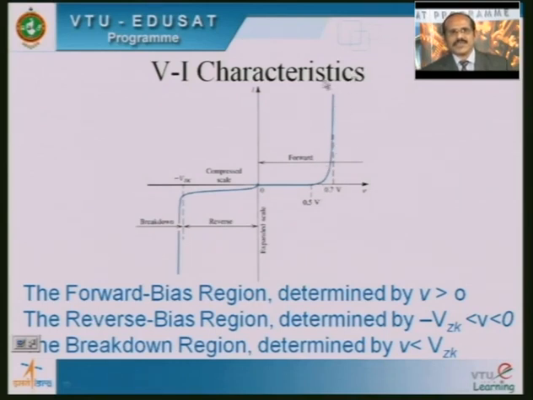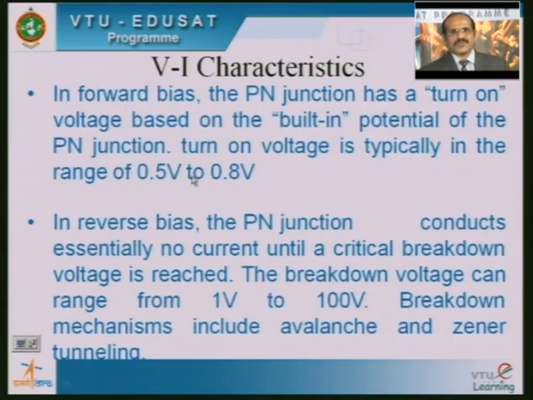That is what you can see in the forward bias region, whereas the reverse bias region is defined by minus VZK less than V less than 0, wherein the current is mainly due to the minority charge carriers, and it is in the range of microamperes. In the breakdown region, whenever the reverse voltage exceeds VZK, there will be a breakdown and a large current will flow through the junction diode.